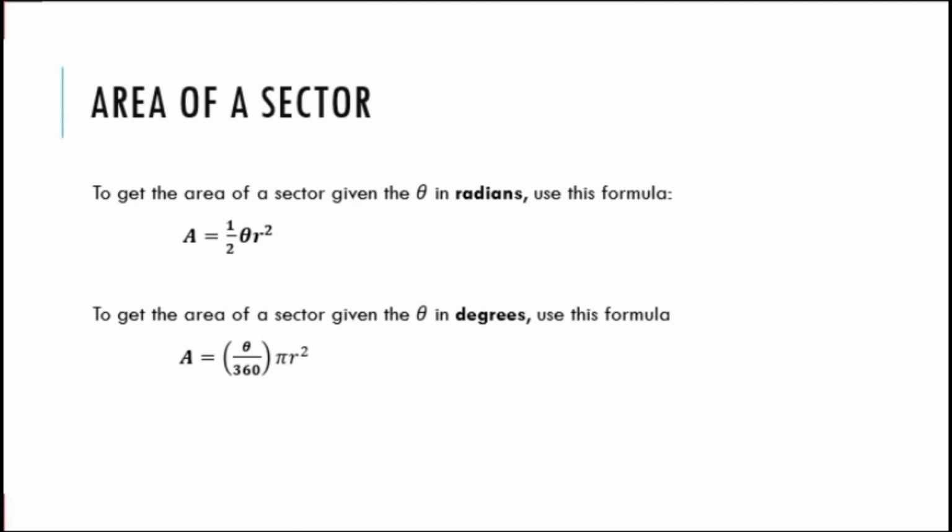Next up, we have the area of a sector. To get the area of a sector given the theta in radians, we can use the formula wherein the area is equal to 1/2 times theta times r squared. And to get the area of a sector given the theta in degrees, we can use this formula.